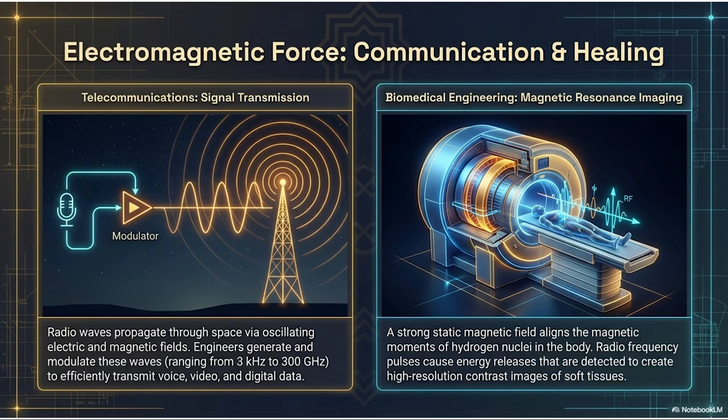So when they slide you into the MRI tube, they turn on a massive superconducting magnet, a static magnetic field that is thousands of times stronger than the magnetic field of the Earth itself. It is so strong, it can literally rip a wrench out of someone's hand from across the room.